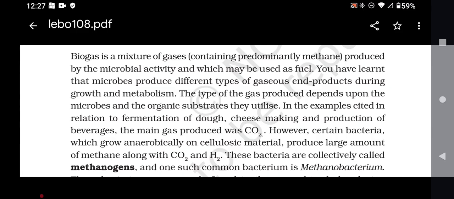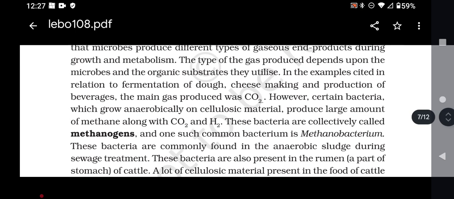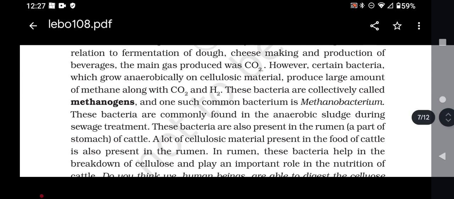In the examples stated in relation to fermentation of dough, cheese making, production of beverages, the main gas produced was CO2. However, certain bacteria which grow anaerobically on cellulosic material produce large amounts of methane along with CO2 and H2. These bacteria are collectively called methanogens, and one such common bacterium is Methanobacterium. These bacteria are commonly found in the anaerobic sludge during sewage treatment. These bacteria are also present in the rumen, a part of the stomach of cattle.